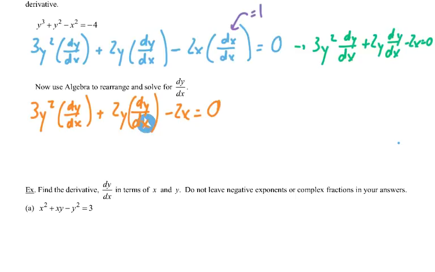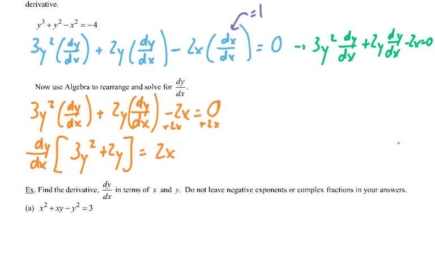I'm trying to get this by itself. Well, I have 2 of them. So that means I need everything that has a dy dx on one side and everything that doesn't on the other side, because what I'm going to end up doing is factoring this out. So now I'm going to take the dy dx out, and I'm going to have 3y squared plus 2y. Now, mathematically, if I add 2x to both sides, I'm going to get equals 2x. So in order to solve for dy dx by itself, I would then have to divide by 3y squared plus 2y. And I would do that on both sides.